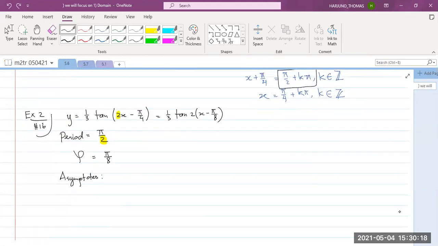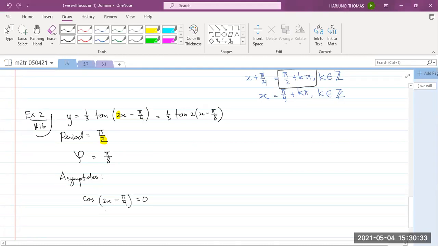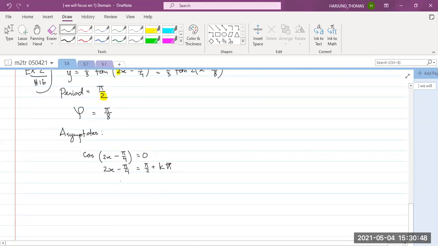Now, how about the asymptotes here? Then it's tangent. So asymptotes occur when the cosine, the denominator, is equal to 0. But cosine blah equals 0 when the blah is pi over 2 plus an integer multiple of pi. Now when I add pi over 4, I get 3 pi over 4. When I divide by 2, I get 3 pi over 8 plus k pi over 2. So the asymptotes are x equals 3 pi over 8 plus k pi over 2.